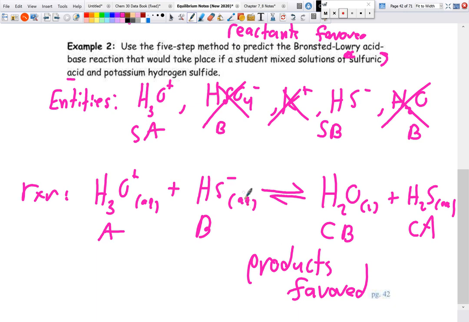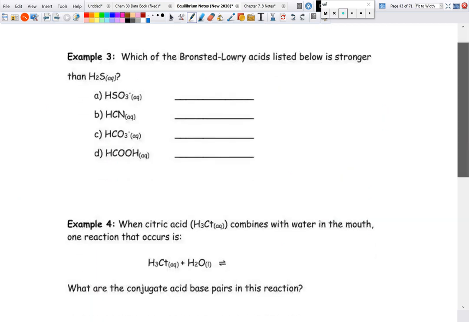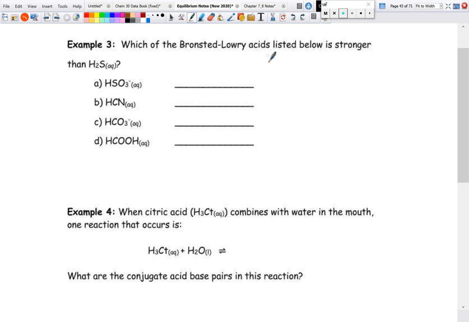So the last 2 examples are on the next page. We have: which of the following Bronsted-Lowry acids listed below are stronger than H2S. This is just using your data booklet. Once again, pause the video if you want to fill this in on your own, because I'm just going to put in the answers right now. You will notice that this one is not, this one is not, this one is not, but this one is. So you find H2S in your data booklet, and you'll notice that these here are all below. This is the only one that's above.